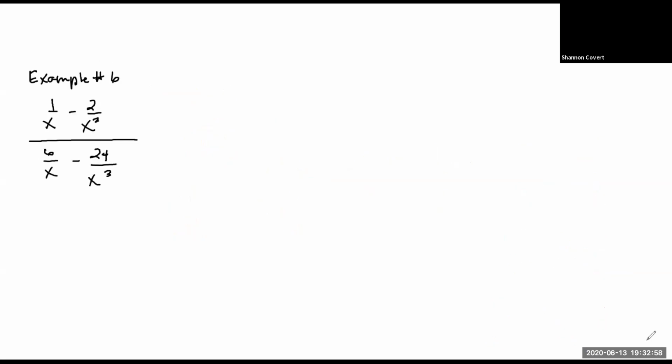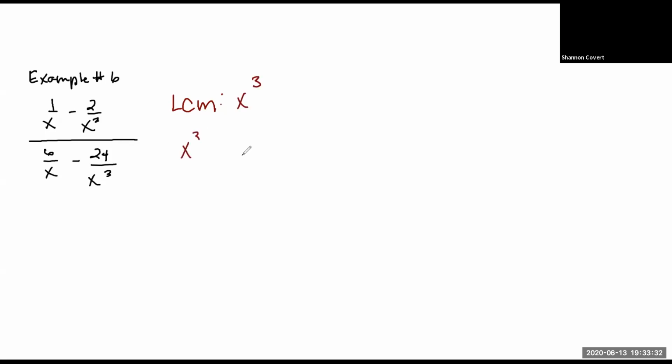Example number 6, we have 1 over x minus 2 over x squared, all over 6 over x minus 24 over x cubed. My lowest common multiple is the largest one of all of those. I have an x squared, another x to the third, so my lowest common multiple is x to the third.